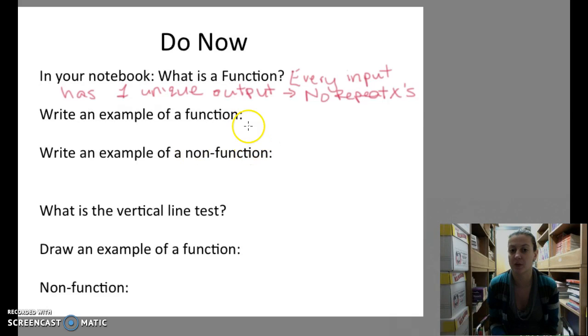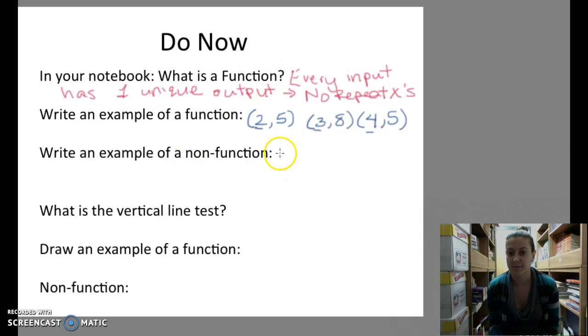Okay, write an example of a function. Well, you might have a set of coordinate pairs that are like 2, 5, or you could have made a table, 3, 8, and you could have even written like 4, 5. It doesn't matter about the y's, it's the x's that are all unique and all different. You could have written any numbers as long as they were all different.